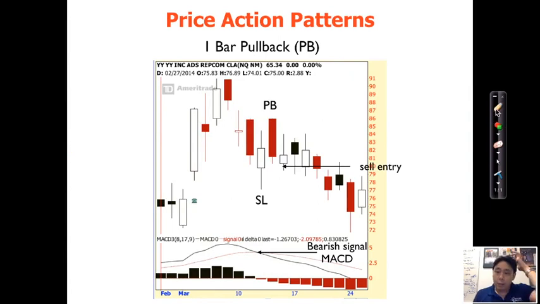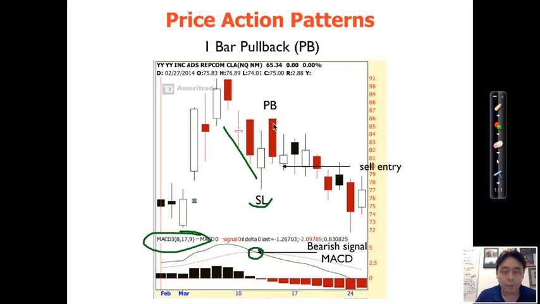Okay, here's a short example. This is a MACD. MACD crossing below the signal line, so that is a bearish signal. So right after the bearish signal, we have got our swing low candle, right? Why is it a swing low? Because it makes the lowest low, okay? Right after the swing low, we have got a pullback, right? Higher low and higher high.